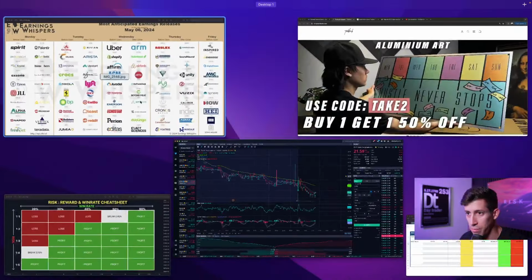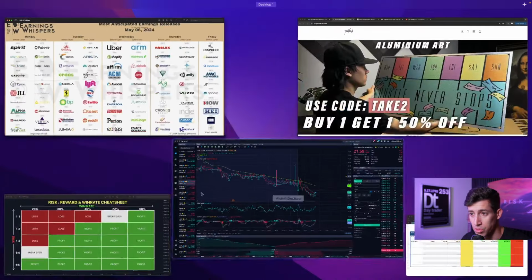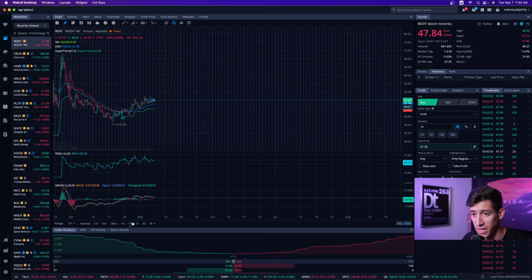One of the things that I want to remind you is today, the main focus that I have is Reddit. Reddit is going to be reporting its first earnings ever since being included in the stock market, and it's something that I'm really looking forward to. As of right now, Reddit, out of all the stocks that are reporting, is pretty much trading sideways.